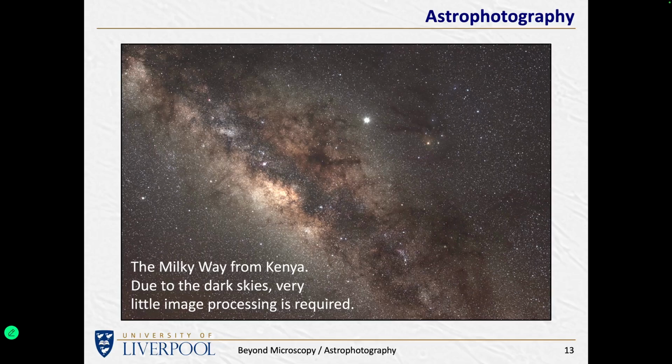We don't always have this problem, for instance, changing scale somewhat. If we were to photograph, in this case, the Milky Way, here's the Milky Way photograph from a very dark site, and therefore there's very little light pollution in order to contaminate the original image, and so it needs relatively little image processing to bring out the details that are there.